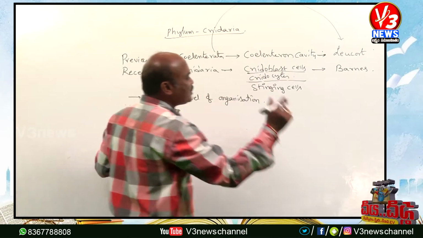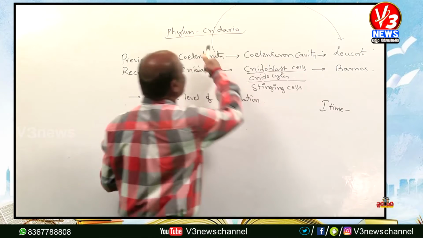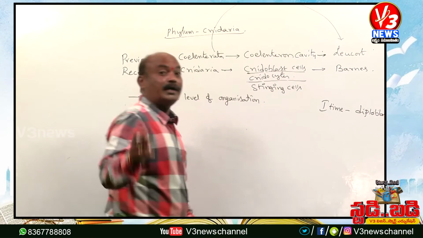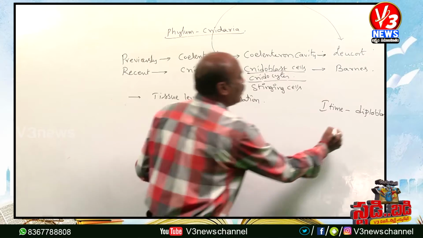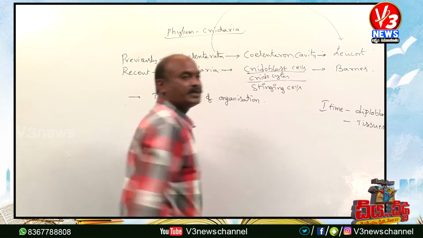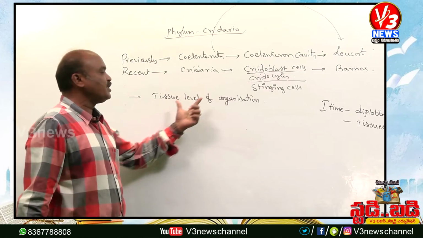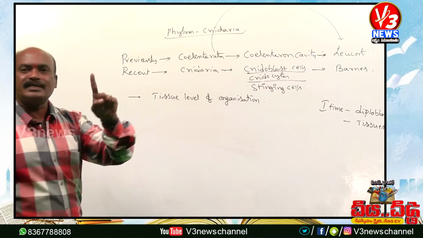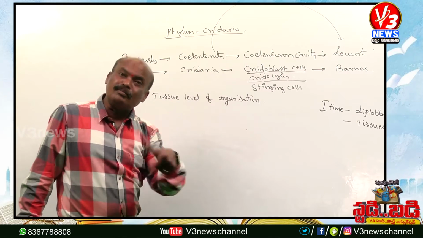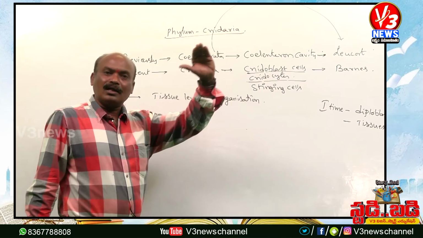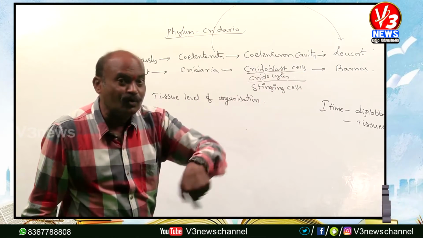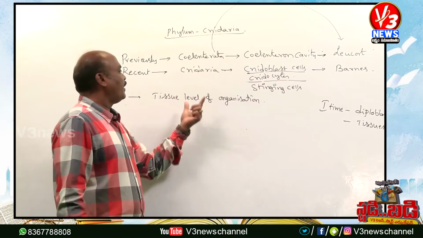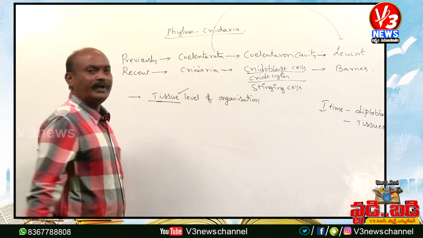See here, first time in Cnidarians, diploblastic nature appeared. First time tissues appeared. So what is the reason for the formation of tissues in Cnidarians? Simple thing. Sponges are multicellular. Cnidarians are also multicellular. But the difference is, although sponges are multicellular without formation of tissues, in Cnidarians, these are also multicellular, but the first time the tissues appeared.